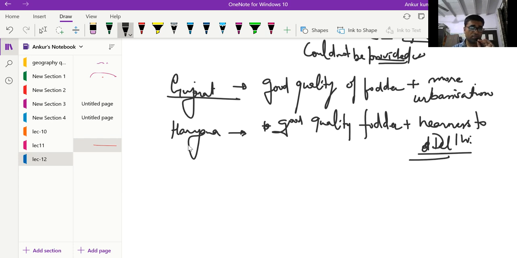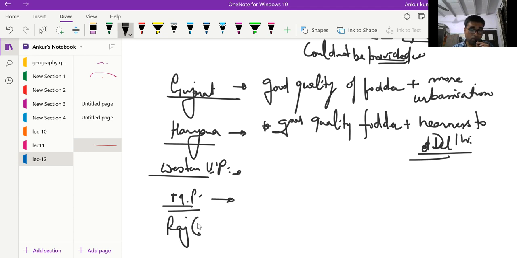So these were the reasons, whether it was Gujarat, Haryana or Western UP: quality of fodder plus nearness to Delhi. In the case of Madhya Pradesh, good quality of fodder is the main reason. Like in the case of Rajasthan, more particularly in the Ganganagar plus Hanumangarh districts.